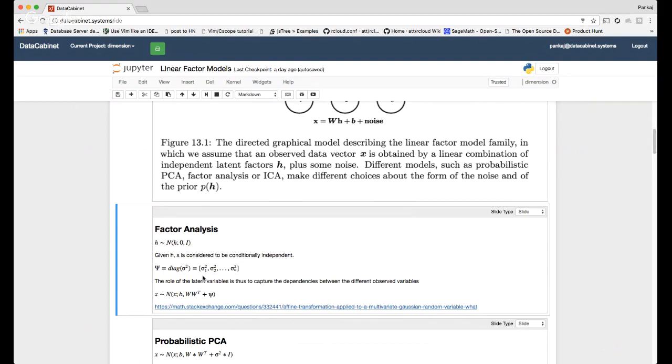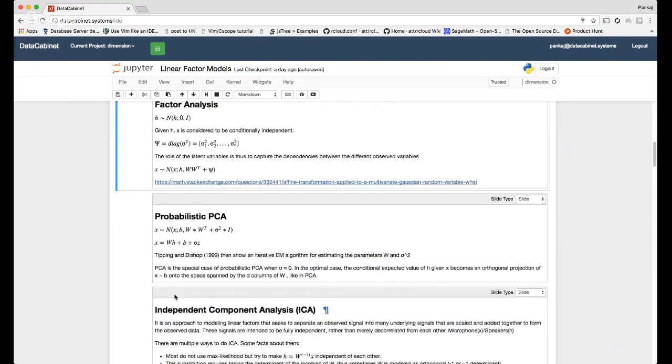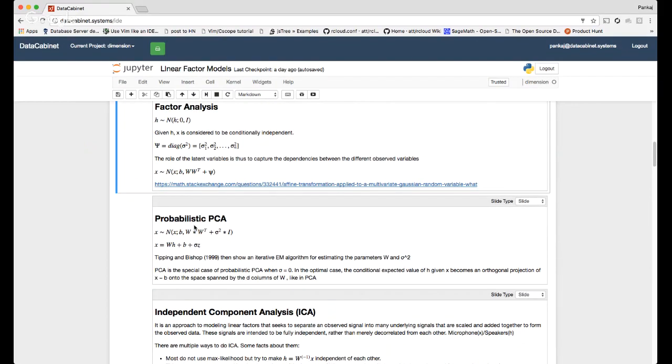So if you look at this link, you'll see it's multiplying a unit multivariate normal with a W, which leads to this different multivariate normal. And so that's factor analysis. Then probabilistic PCA imposes one more condition on factor analysis, which is that all these sigmas are the same. So if you consider all these sigmas to be the same, then it becomes probabilistic PCA.